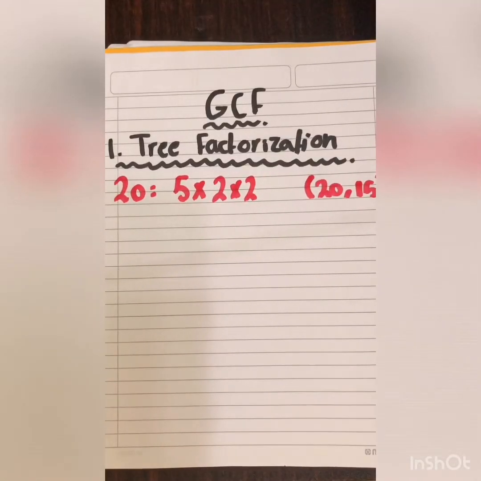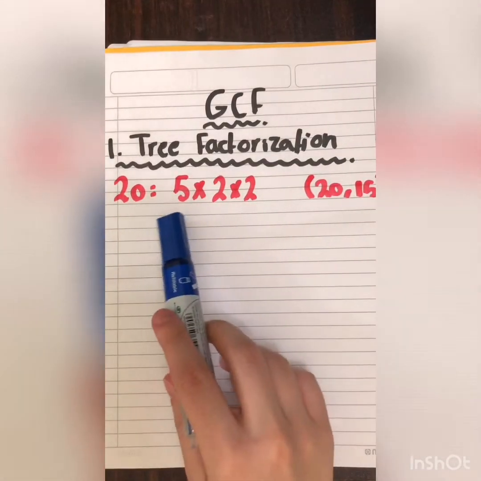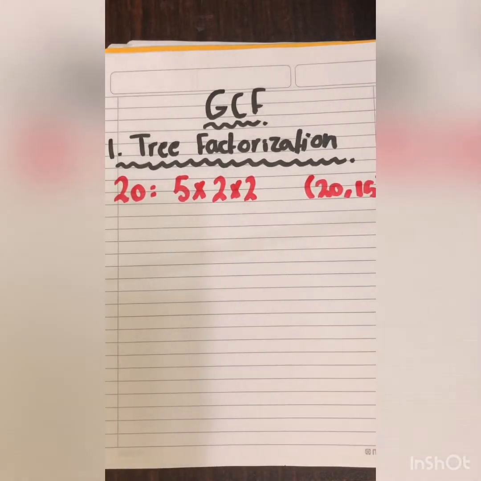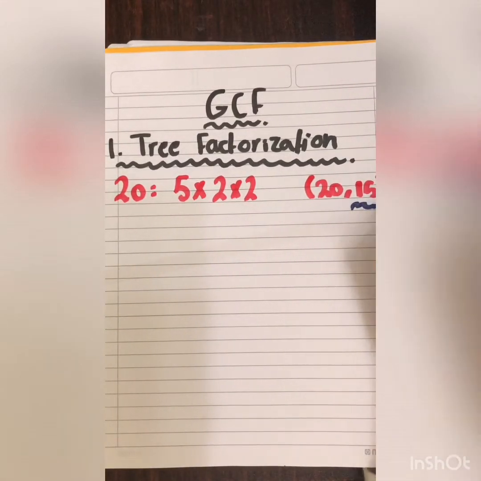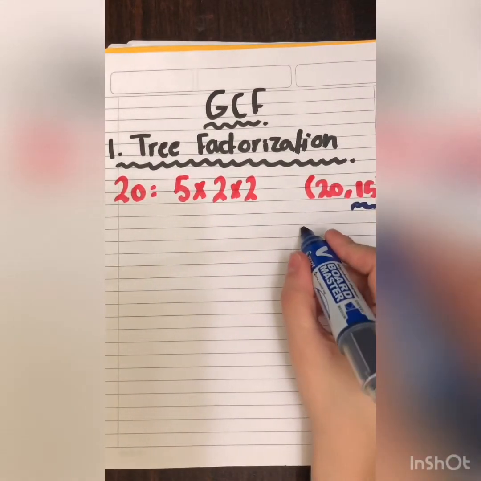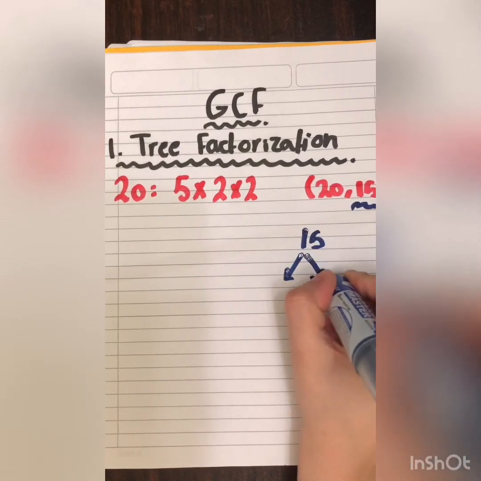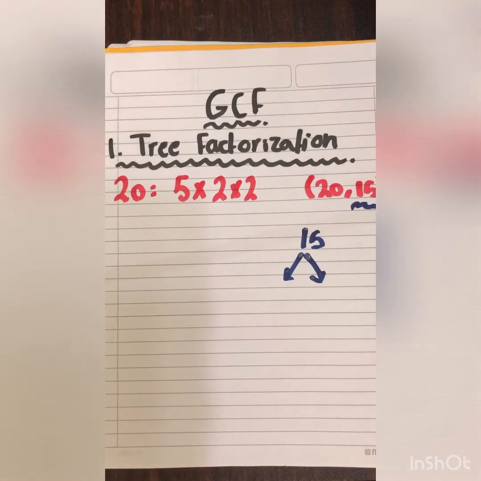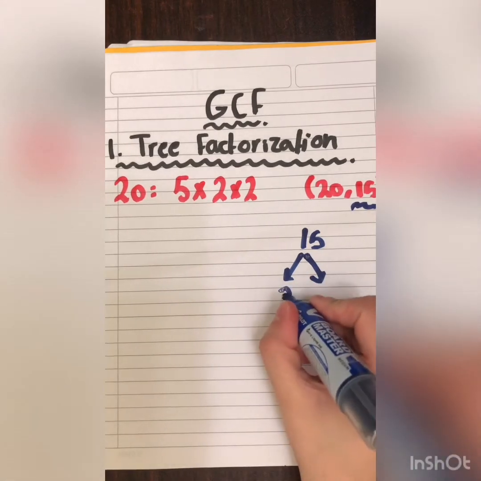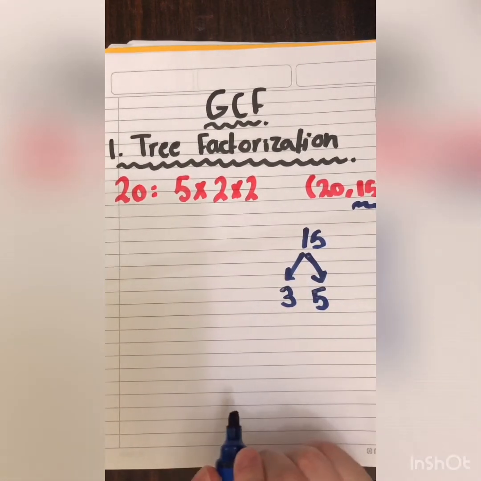Now, after we found out that the factors of 20 are 5, 2, and 2, we are going to factorize the 15. So I'm going to write down here 15, and I will draw two arrows. And now think of two numbers. When you multiply, you will get 15. The only two numbers are the 3 and the 5.